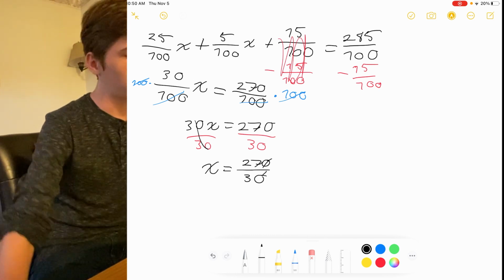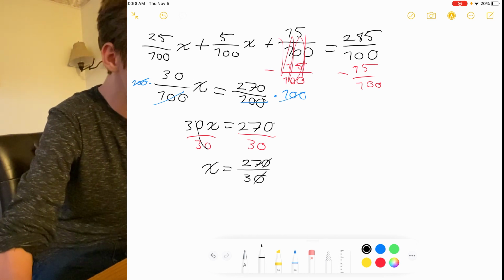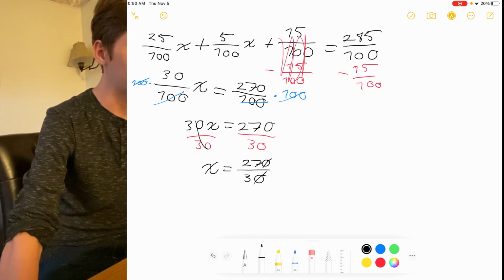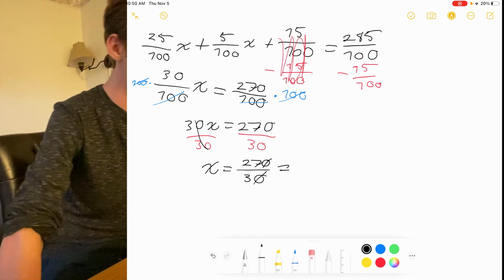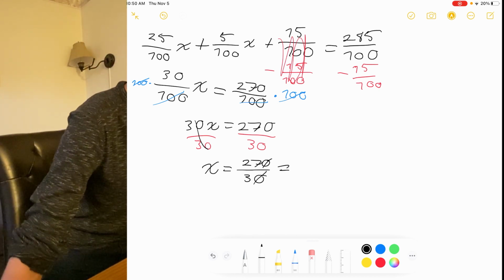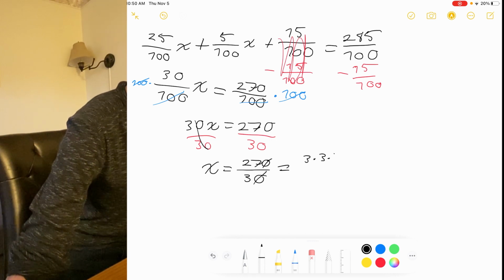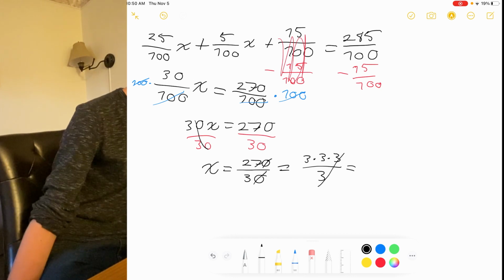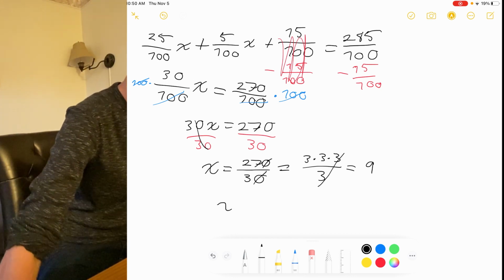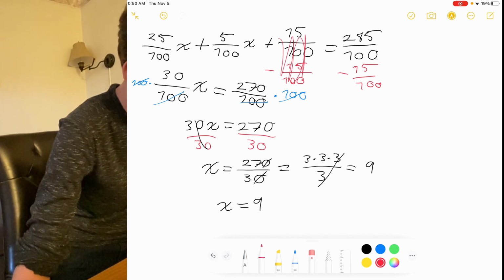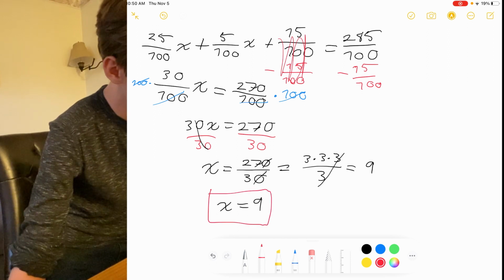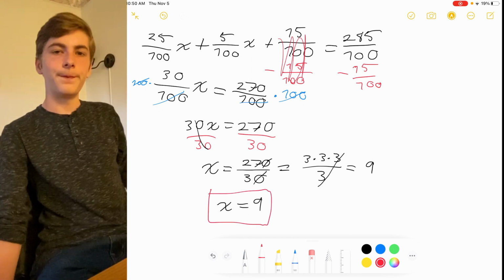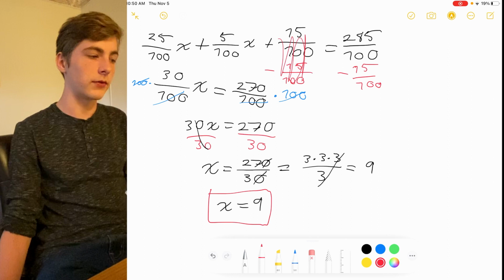And just to simplify that fraction, we can take out those zeros, first of all, because that's just dividing by 10, right? And then now we can factor 27 over 3. That's the same as 3 times 3 times 3 over 3. And those cancel, so we just get a 9. So x equals 9 is our answer to that. And you could verify that. I think I'm just going to let you do that as kind of a homework assignment.